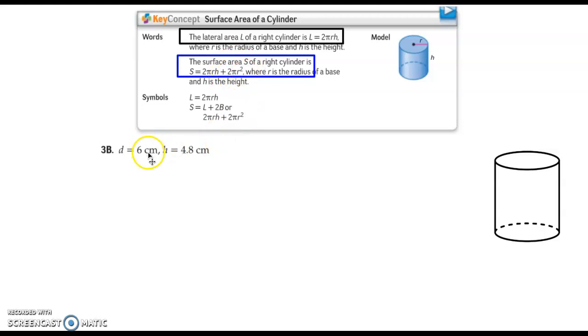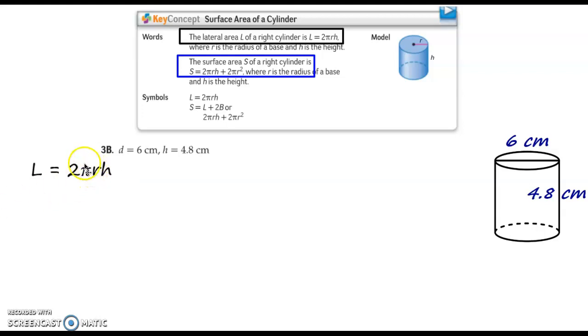In our example, it tells us that the diameter of the cylinder is 6 centimeters and the height is 4.8 centimeters. So let's just add those to our picture. I'm going to put it right there. So the first thing I need to do is write my formula. If I'm looking for lateral surface area, that would be 2 pi RH.